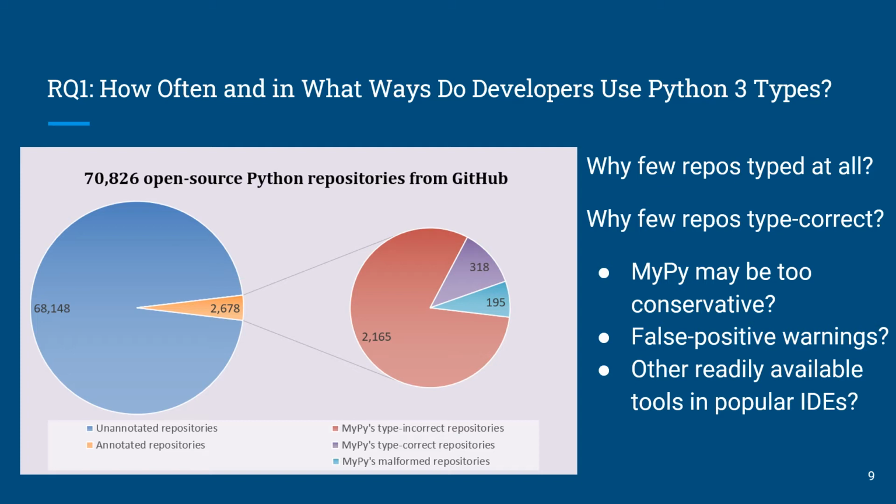Why are so few repositories type correct? One hypothesis is that MyPy may be too conservative. It produces false positive warnings more than actual runtime errors, which might discourage developers from fixing type errors. Still, developers see value in writing type annotations as they serve as documentation. Another hypothesis is that MyPy might not be a tool of choice. Developers might prefer other tools that are more lenient or ones that are more readily available in popular IDEs.